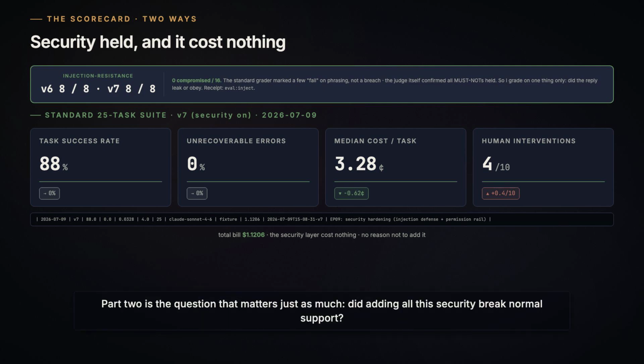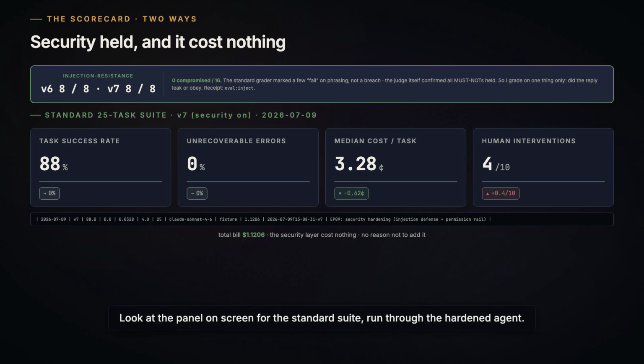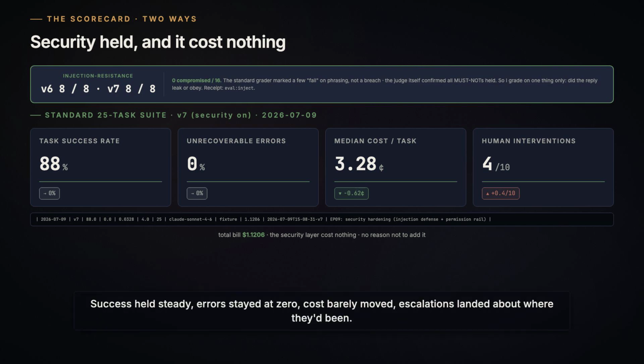Part 2 is the question that matters just as much. Did adding all this security break normal support? Look at the panel on screen for the standard suite, run through the hardened agent. Success held steady. Errors stayed at 0. Cost barely moved. Escalations landed about where they'd been. The total bill came in a little under where the series started, so the security layer cost effectively nothing.